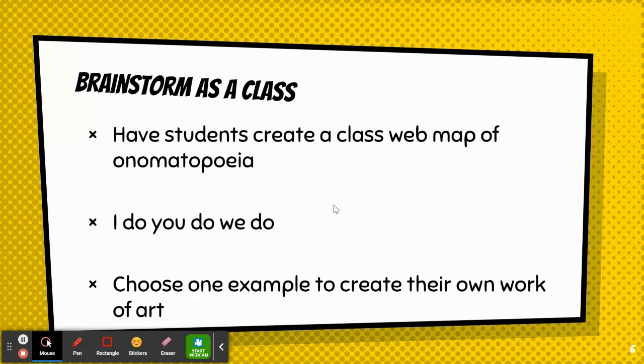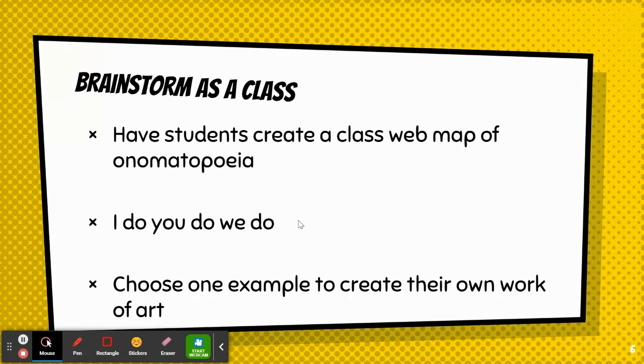You could have students do an I do, you do, we do, where you're asking them to generate in their table groups some suggestions of words that might be onomatopoeia, and then share out loud using our new line projectors to create a class web map. Or you could have them do this individually. It's entirely up to you. You have to decide on your own classroom dynamic.